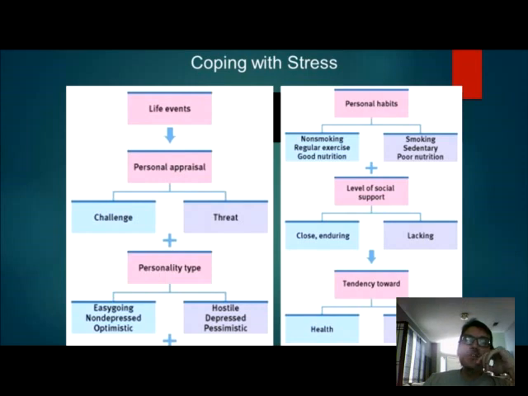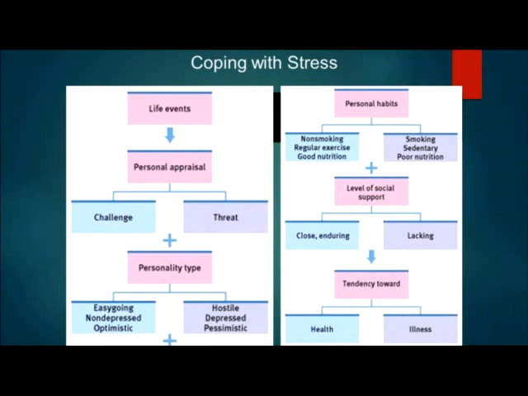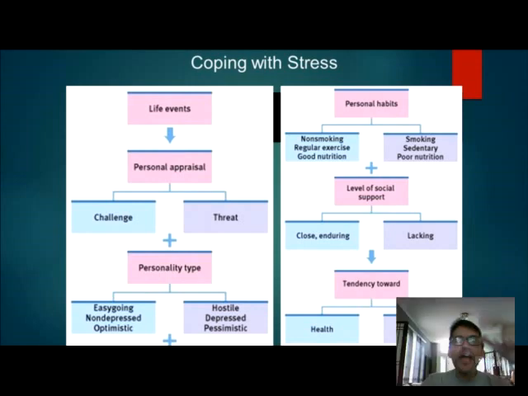So here's an image that sort of describes the relationship between stress and health. We see life events. Things happen. We appraise them. We can appraise them as challenges or as threats. We come in with different personality types, okay? Some people are easygoing. Some people are much more hostile, shall we say. We can refer to different types of people as type A people and type B people. Type A people would be the hostile ones.